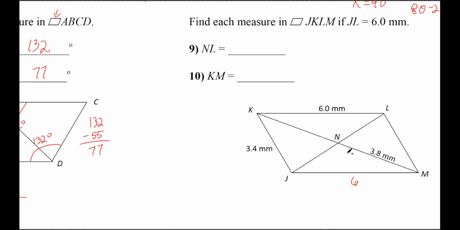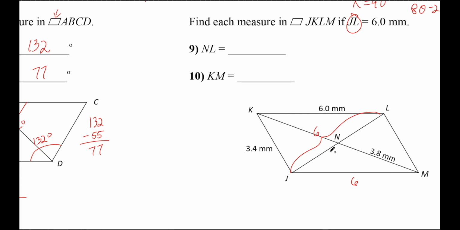They tell you something else too, don't they? All right. They also tell you that JL is 6. Where's JL? That whole thing, how long is that whole thing right there from J to L? What do they tell you? Look, it's right there. It's 6. They tell you it's 6 as well. You got it? So the top and the bottom are 6, and so is this diagonal right here.